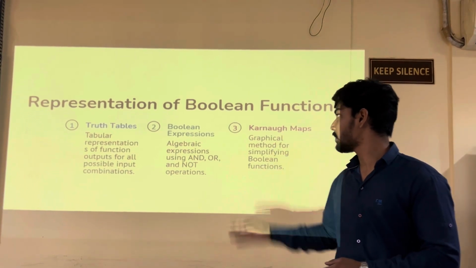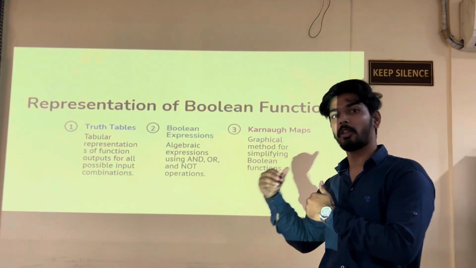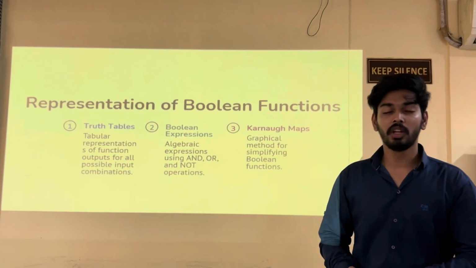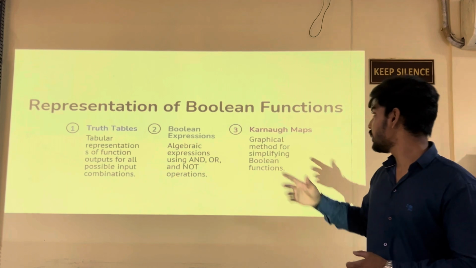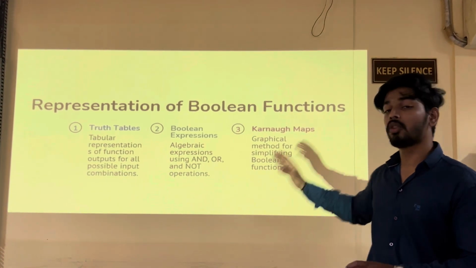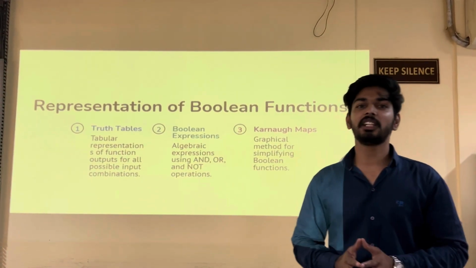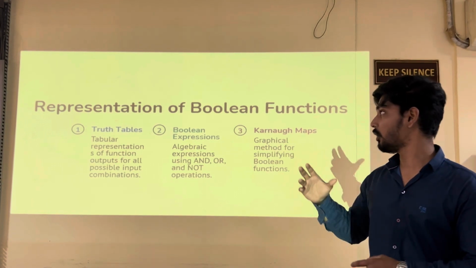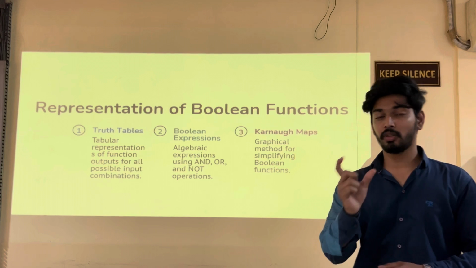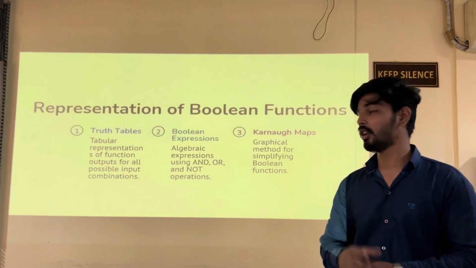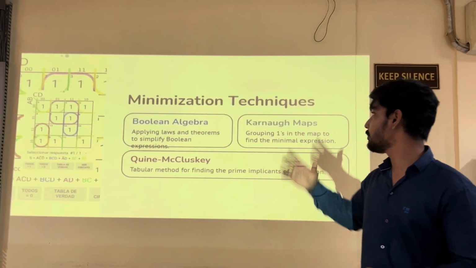And the Boolean expression we have discussed in the previous slide, which uses AND, OR or NOT. We can represent them diagrammatically also. Now the third is Karnaugh maps, a graphical method. The Karnaugh map is a very important method for representing these Boolean representations, because it gives an accurate view of the Boolean functions. Now we will move to the next slide, which is minimization techniques.